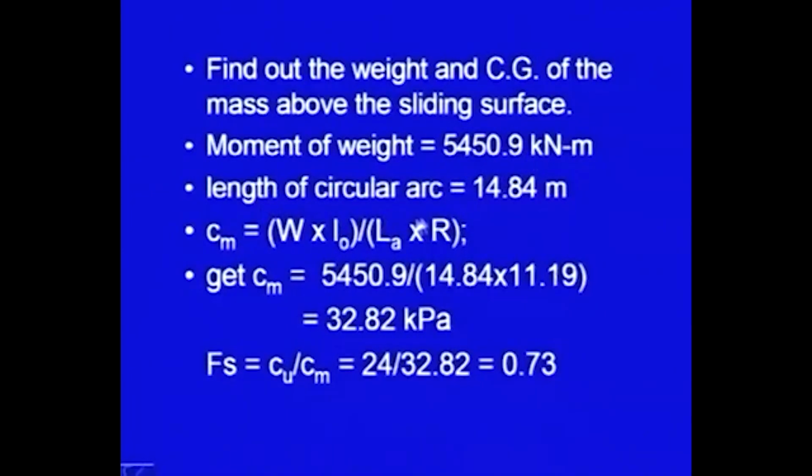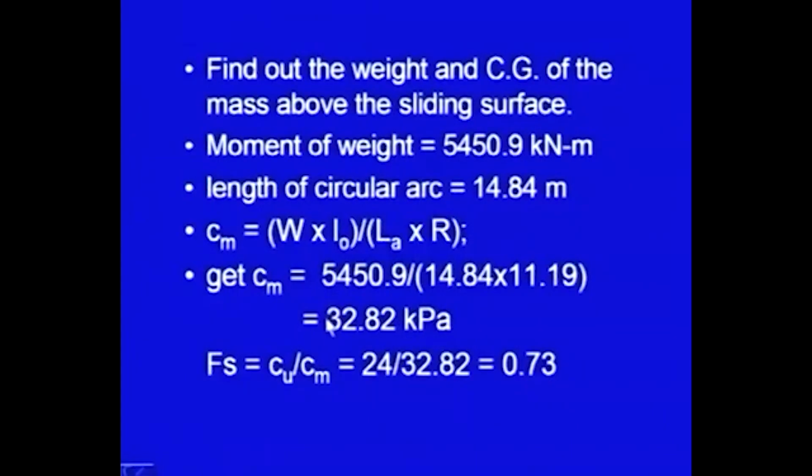Then the length of the circular arc also you can get very easily, and then you can get the mobilized cohesion, the cohesion which is required to keep this slope in equilibrium. So, Cm comes out to be 32.82 kPa.